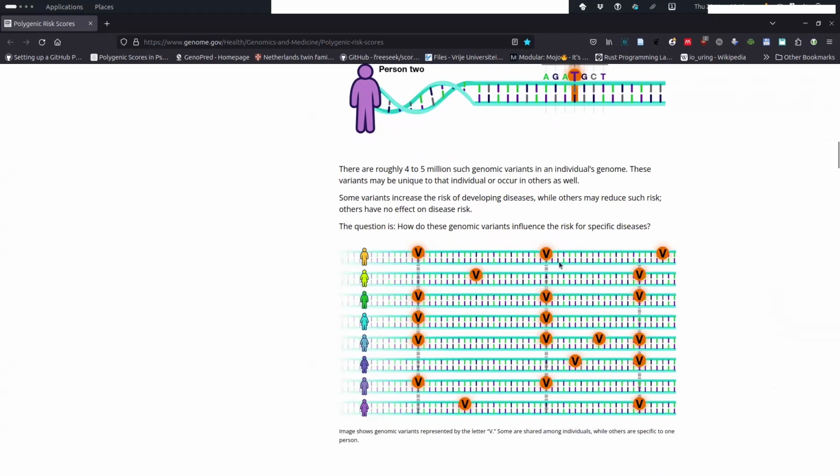But what you see over here is that some people have a shared variation at a position, and for some variations only one person has the variant. What is signified over here is that these orange variants, these orange V's, influence the risk for a certain disease, so the genetic risk for a disease. The way it influences disease can be either positive or negative. So it can be a risk increasing variant or a risk decreasing variant.